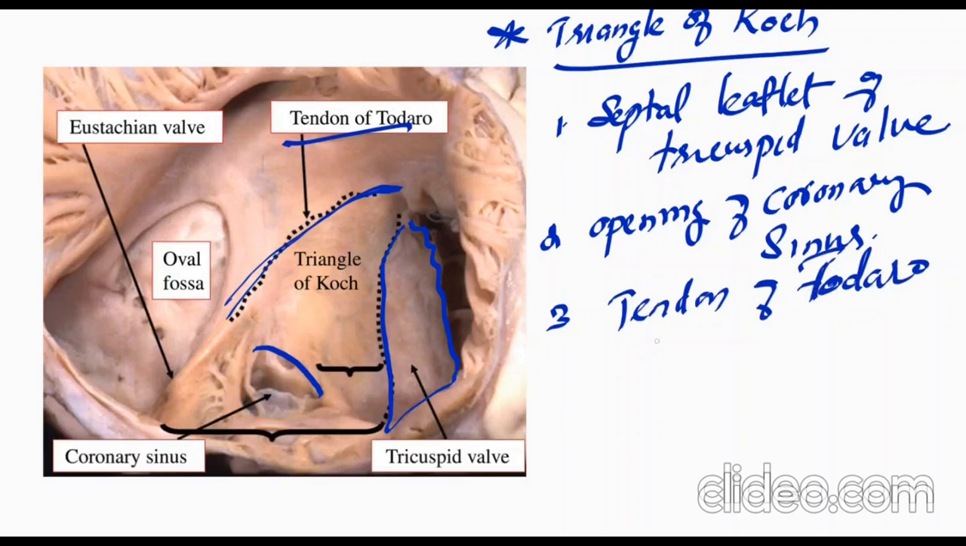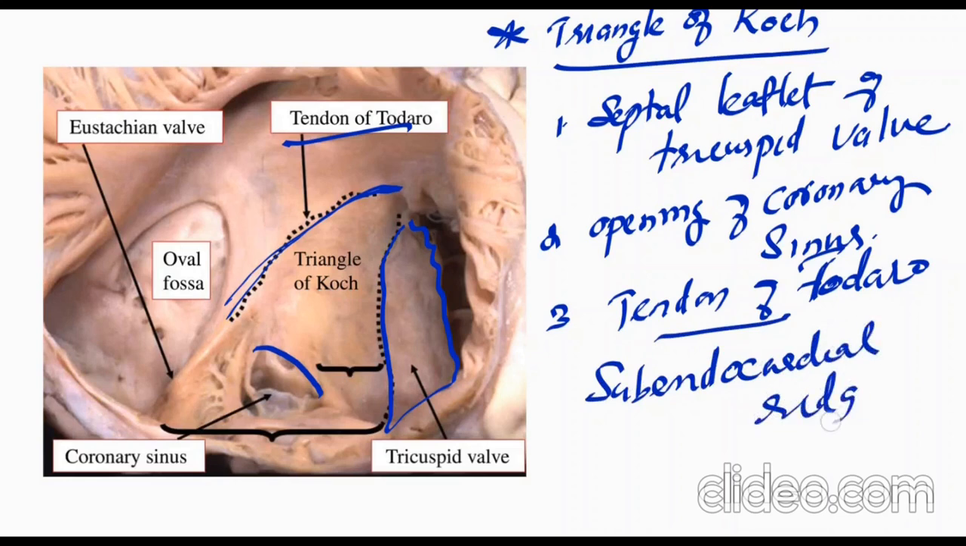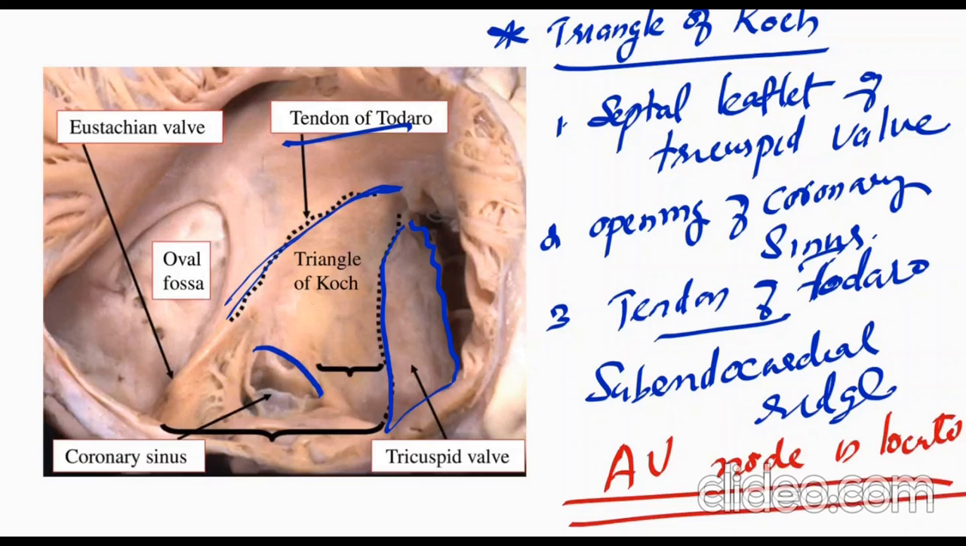What is the tendon of Todaro? It's a subendocardial ridge. There is a ridge, and that subendocardial ridge is known as the tendon of Todaro. What is the importance of this triangle of Koch? That is, the AV node is situated here. The AV node is located in the triangle of Koch. Remember this one, the AV node is present here in the triangle of Koch.